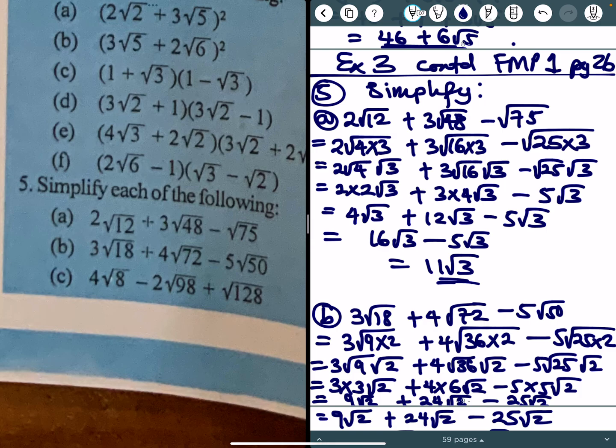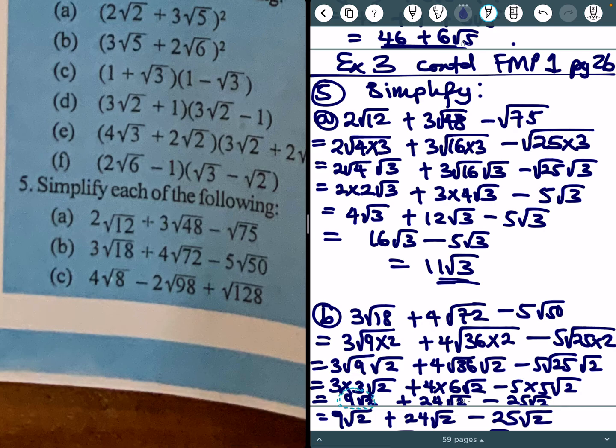In the second one here, it says 3 root 18 plus 4 root 72 minus 5 root 50. So I'll break root 18 into root 9 times 2. Break root 72 into root 36 times 2. And root 50 will change to root 25 times 2. So I can simplify like we always do. I'll be faster now because we did this at the beginning of the topic.